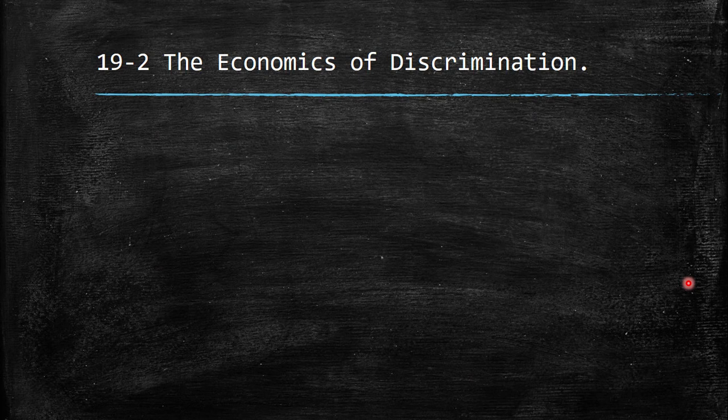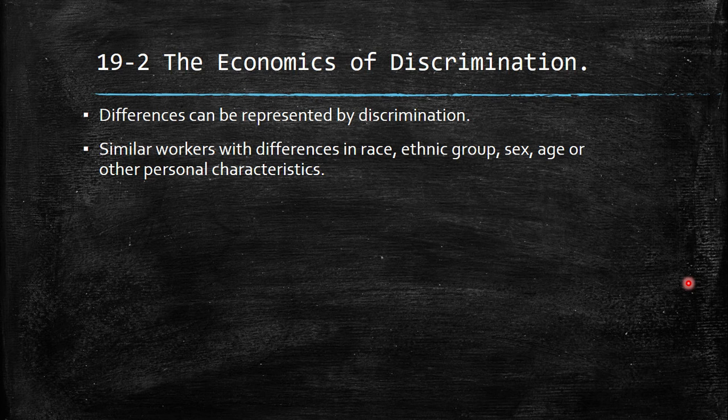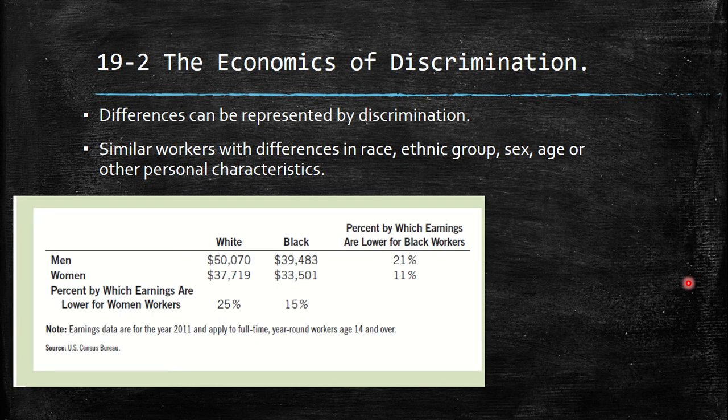Then, another important part regarding inequality is discrimination. Sometimes those differences or inequalities are represented by this term. For example, similar workers with differences in race, ethnic group, age, or other personal characteristics have different salaries. This is an example provided by the U.S. Census Bureau, which brings earnings data for the year 2011 and applies to full-time, year-round workers age 14 and over. So definitely we see a difference, right?